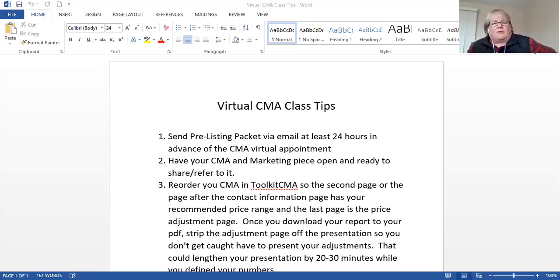The third tip I have is reorder your CMA in Toolkit. One of the things that we do is we have 5 or 6 pages to our CMA typically, and in there somewhere is buried a price adjustment page. I recommend that you reorder your CMA presentation toolkit so that the price adjustment page falls to the very bottom, so that you can trim that off before you make a presentation. And then the other is that you move up the actual pricing to the second page, which would be right after your contact page. So that's the very first thing you talk about.